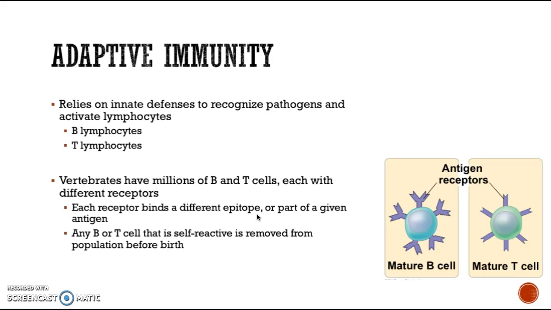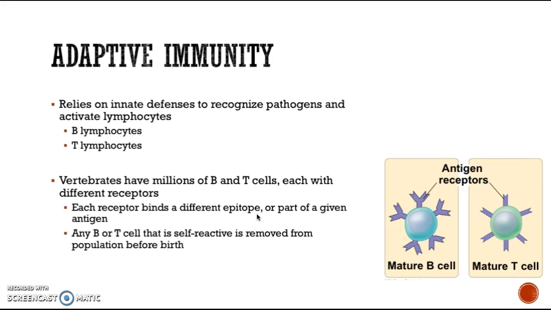Now, it's important here that a B or a T cell that recognizes something that is normally present be killed or somehow removed from the population before your immune system really goes into play. So before birth, each one of these millions of B and millions of T cells are checked for self-reactivity. If they do cause a reaction in your body to something that is not foreign, then those are like silenced.